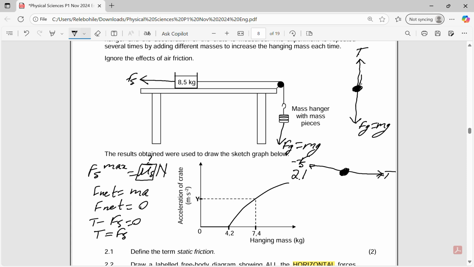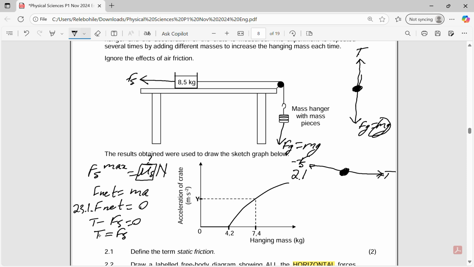Because these forces are balanced, it means that my tension force, since it's equal to the static friction, will be equal to the mass times gravitational acceleration, okay? So that's what I'm going to have there. Now I'm answering this question, so I'm starting here. Let me just write this. So this is 2.3.1. That's my first part there.